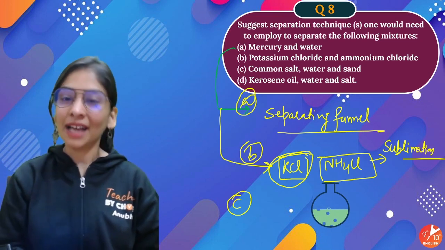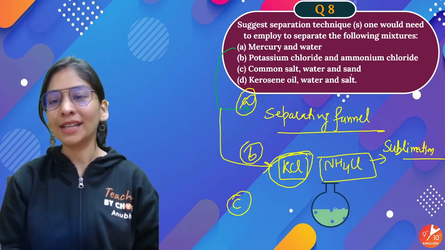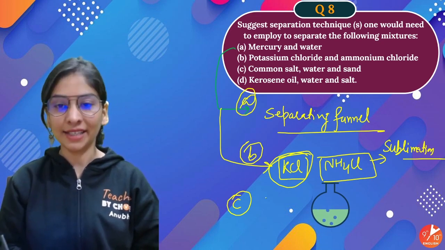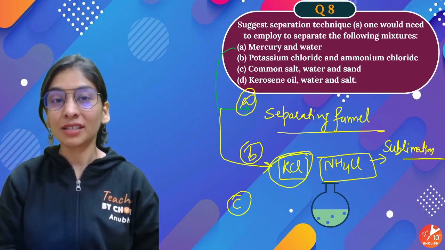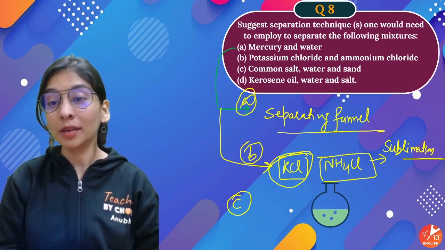Let's see the C part. Common salt, water and sand. Very, very easy. You know that common salt is able to dissolve, being soluble in water, but not sand.